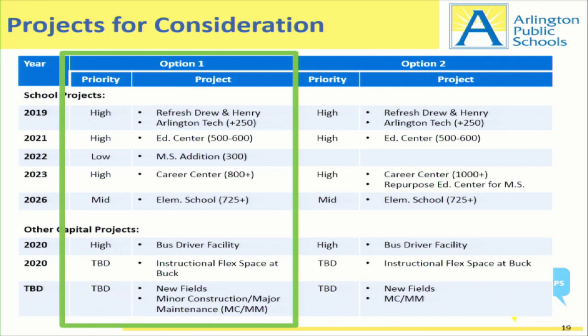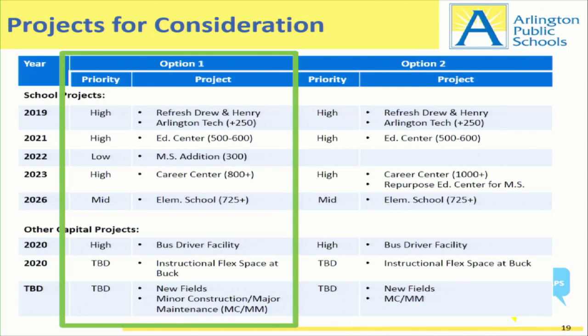So both of them have a mix of pretty much the same. I think we have the refresh for both Drew and Henry, those schools, as other programs move out, and the Drew becomes a full neighborhood school and Montessori moves to the Henry building. We want to make sure those are refreshed and good places for our kids to go in with nice new paint and floors. The Ed Center we have for 500 to 600 seats, and that's here. That will take care of our high school capacity needs for a bit.